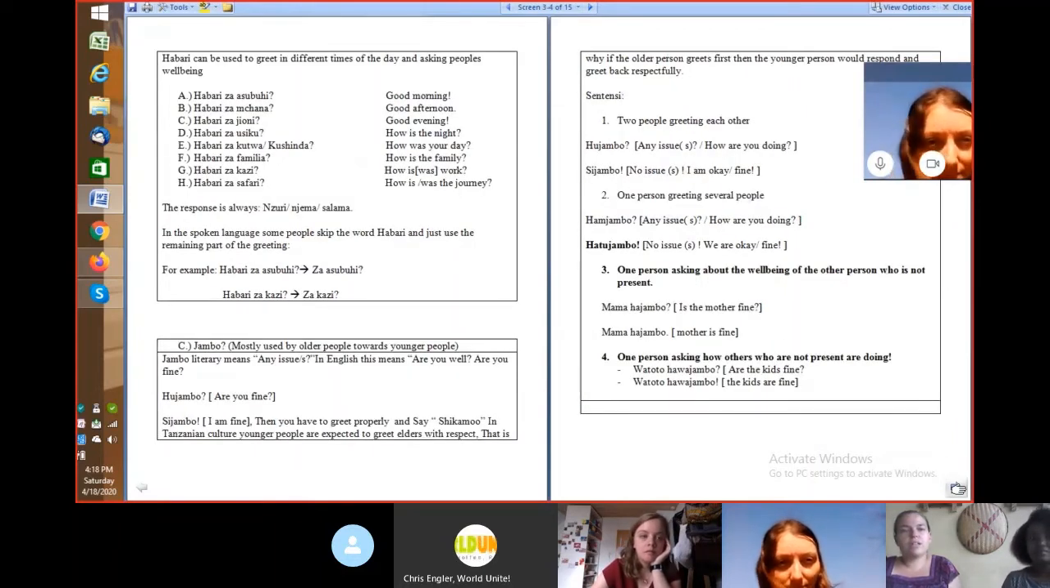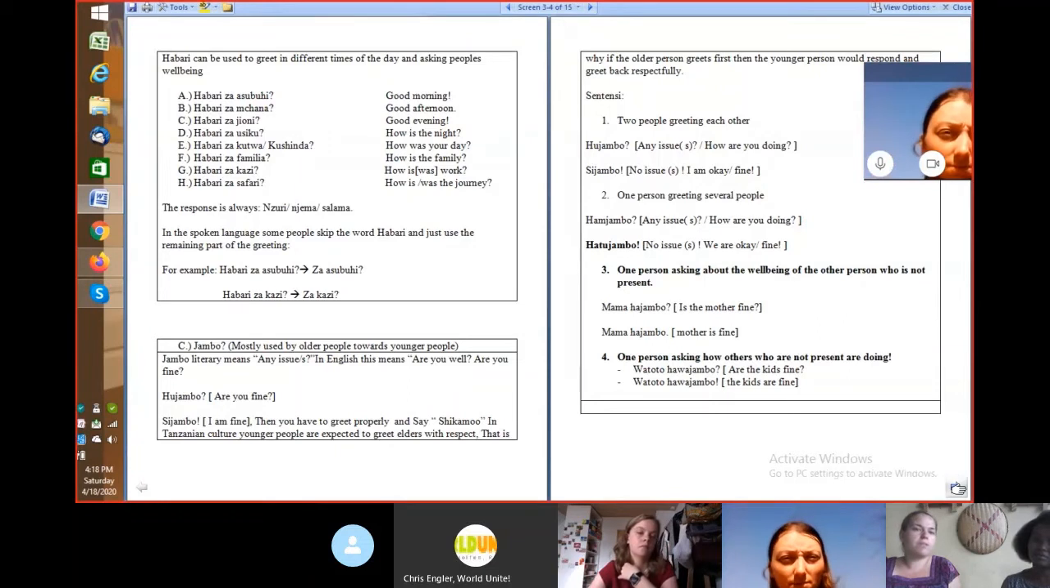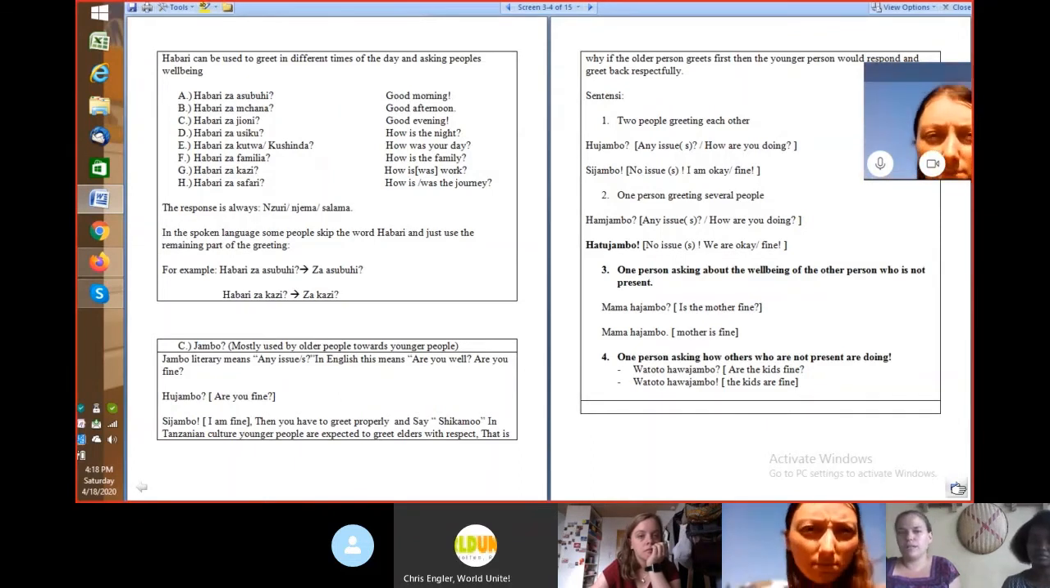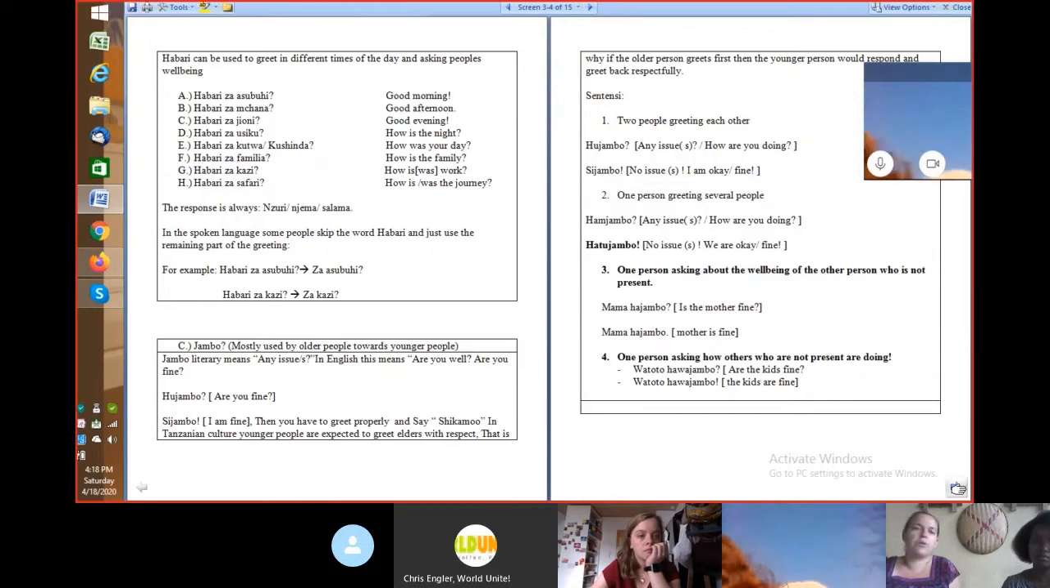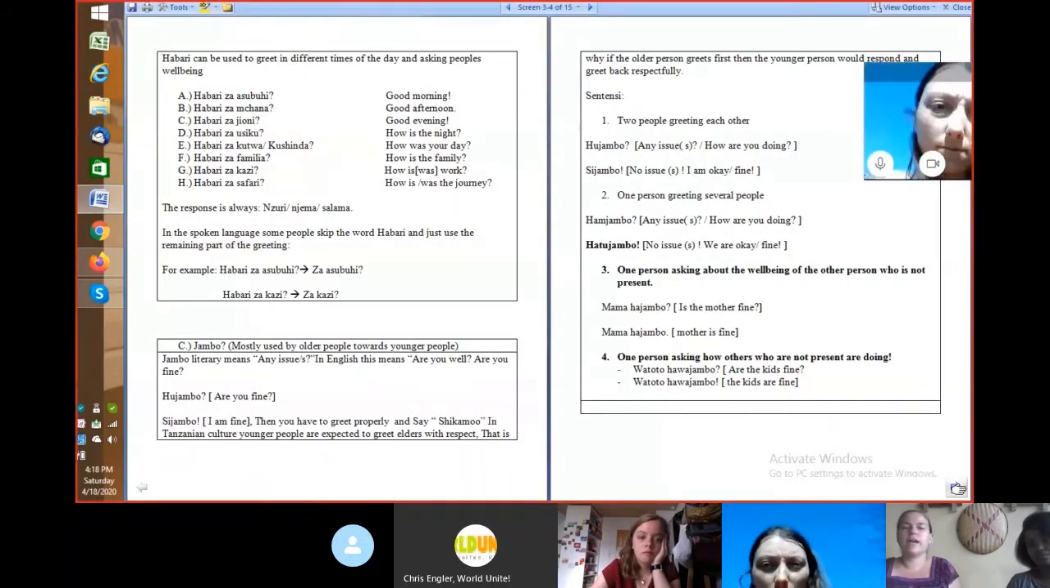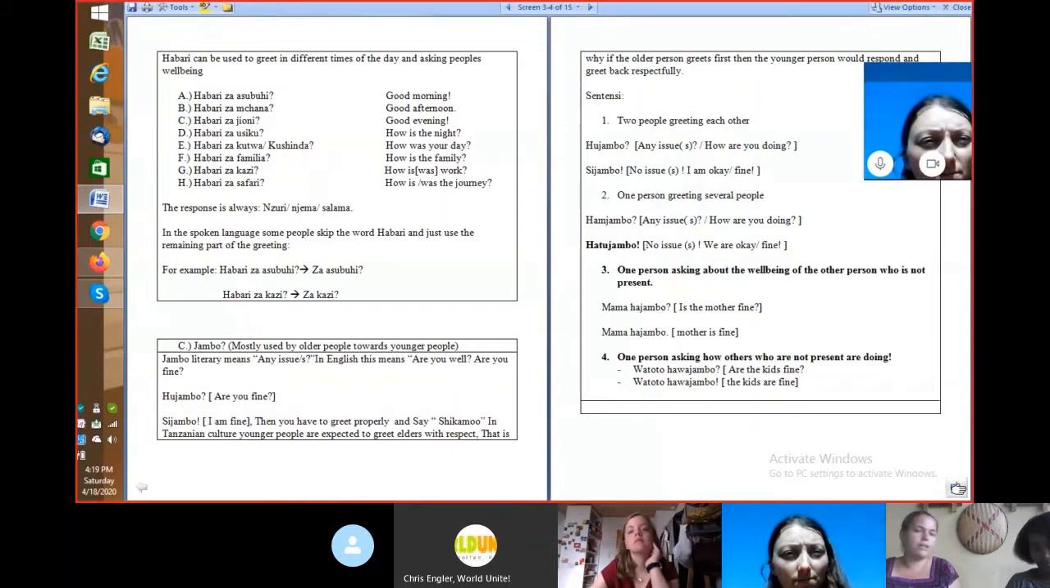With habari, actually, you can use it in different meanings, like different times of the day or asking about people's well-being. For example, if you use habari za asubuhi, which means news of the morning. In English, it would be how are you in the morning or just good morning. Or you can also ask habari za mchana, which means good afternoon, like any news from the afternoon during the day. But you can also ask about your family. So, how's the family? Which means habari za familia.